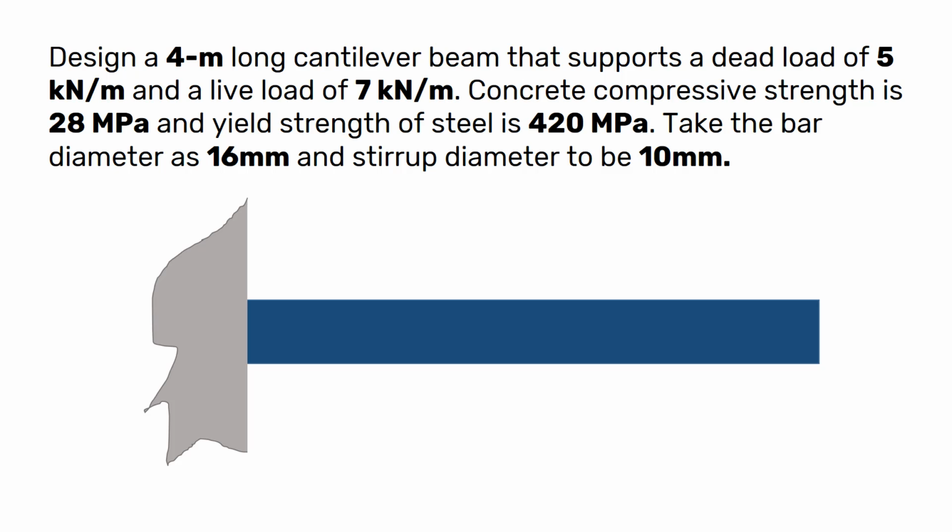As you can see, the example in here says to design a 4 meter long cantilever beam that supports a dead load of 5 kilonewton per meter and a live load of 7 kilonewton per meter. The concrete compressive strength is given to be 28 megapascals and the yield strength of steel is 420 megapascals. The main bar is to be of 16 millimeter diameter and the stirrup diameter to be 10 millimeters.